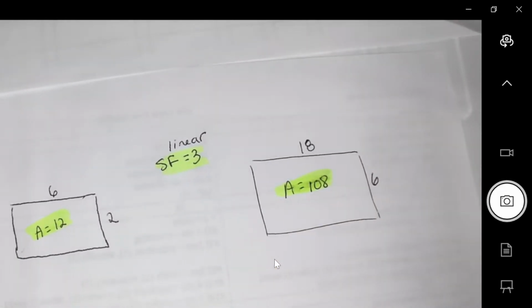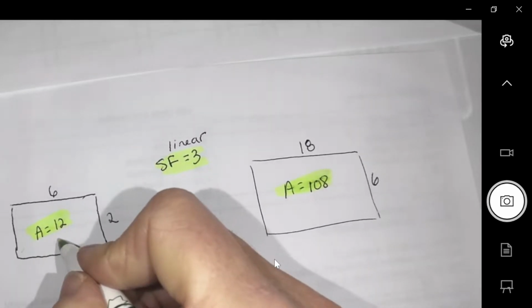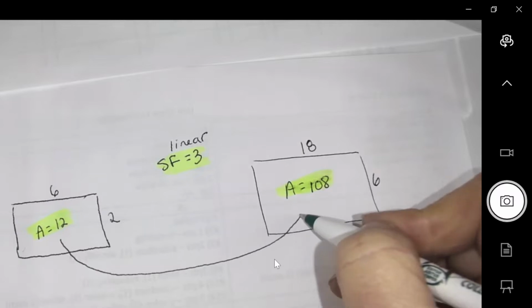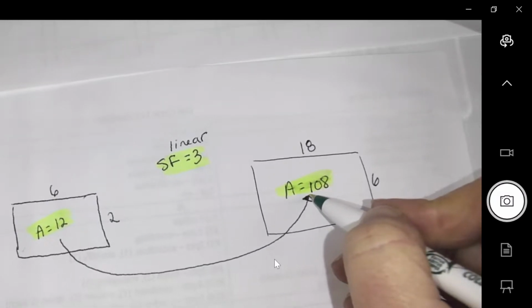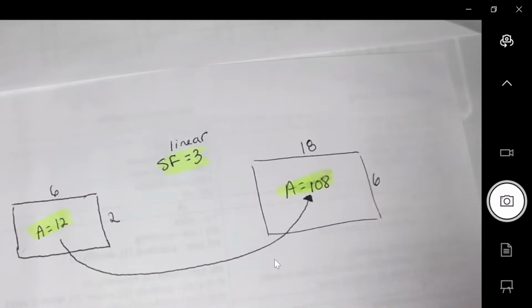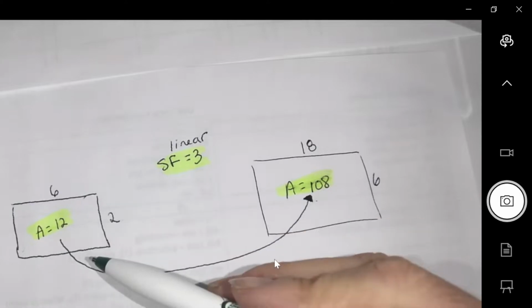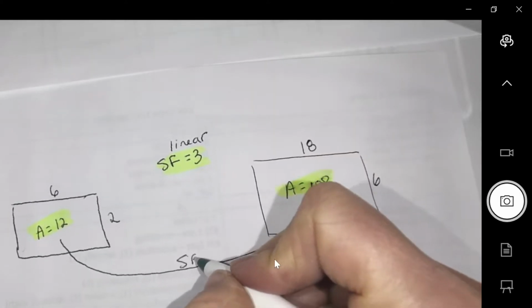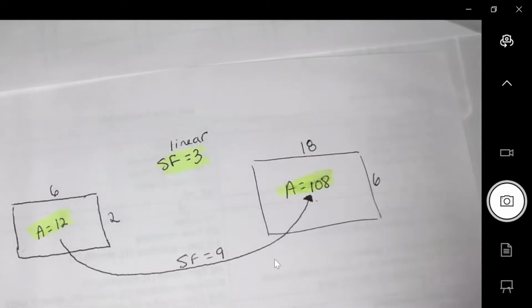Is that 3 times bigger? No, that's not 3 times. What'd you say? Cube. It's cube, right? I think you were going to say something right before. What were you going to say? How many times bigger is that? What is 108 divided by 12? It's 9 times bigger.